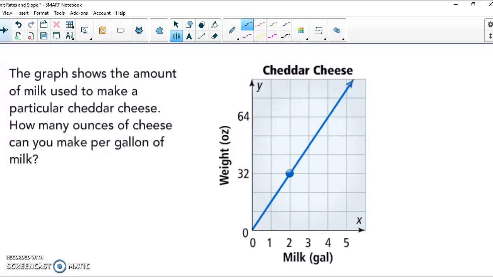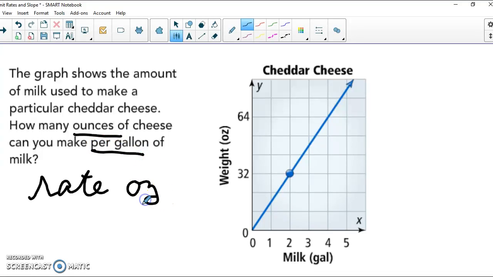We are going to skip this and move on to this graph that shows the amount of milk used to make a particular cheddar cheese. How many ounces of cheese can you make per gallon of milk? So here's where the rate is coming into play. We are looking at a ratio of 2 different quantities and comparing them. Ounces per gallon. Ounces per gallon is the rate we're looking at.